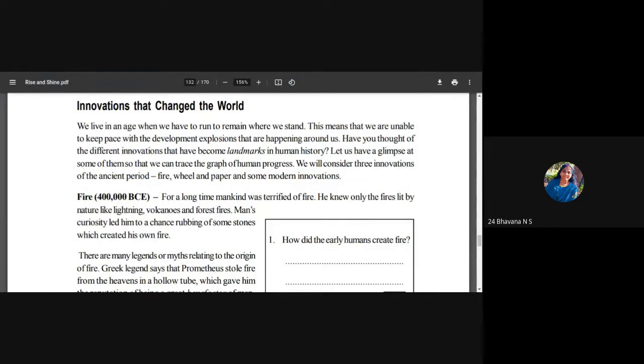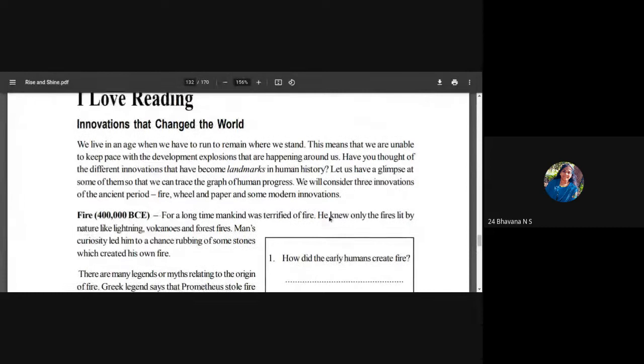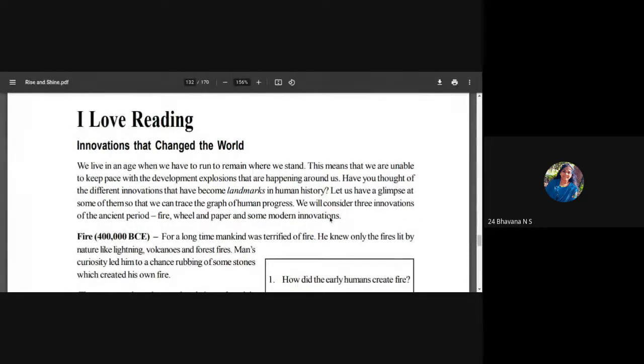Fire. For a long time, mankind was terrified of fire. He knew only the fires hit by nature like lightning, volcanoes, and forest fires. Man's curiosity led him to a chance rubbing of some stones which created his own fire.